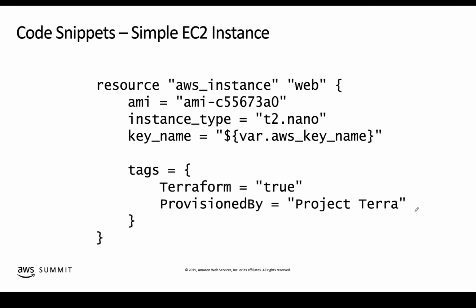And then this is the actual EC2 instance itself. So it's an AWS instance. It's super simple. I'm calling it web. You can call it whatever you want. Here's the AMI. That's right, folks. I call it an AMI.